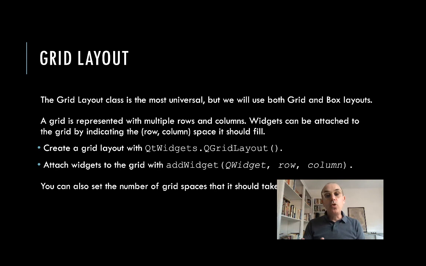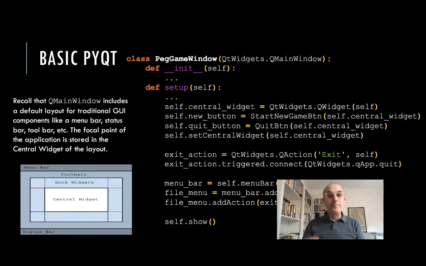Attaching a widget to the grid with addWidget can be another option. It's up to you to decide. You can also set the number of grid spaces that it should take up. So basically what you are creating is a basic layout, a basic grid. You have to have a class, you need to have definitions, and in the end you need to call self.show in order to do that.